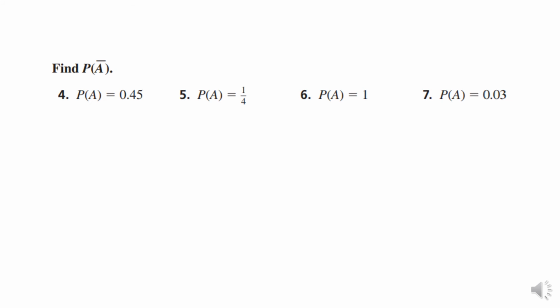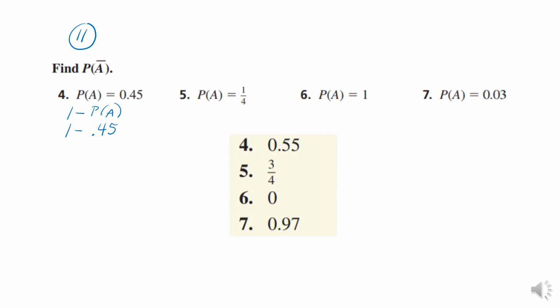All right, so they want you to find this outcome. Remember, all you're doing is going 1 minus P of A, so 1 minus 0.45. Push pause here and see if you can get these. Give yourself a minute and then come back and the answers will come up. There you go. All righty.